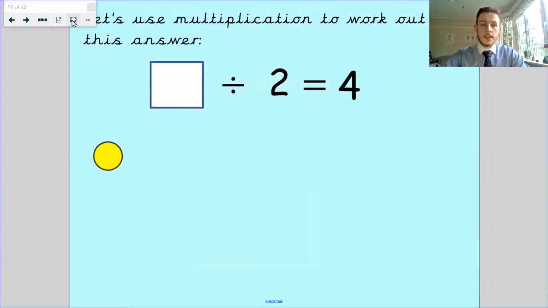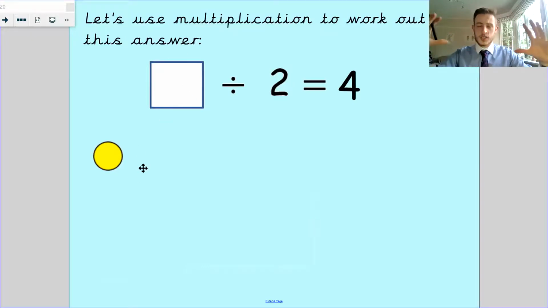Now, there is a way of linking a multiplication to work out the answer. So what this is saying is you've got a total. That's the number you start with. So when we had our flowers, we had 12 flowers, didn't we? And we put them into 2 groups, and there was then however many in each group. Well, this time we've got a total, but we don't know the total. But we do know that we've split them into 2 groups, and we've got 4 in each group.